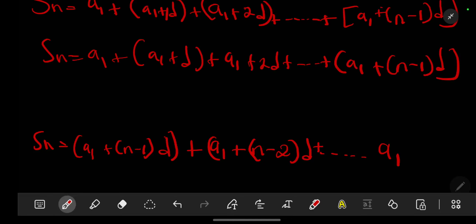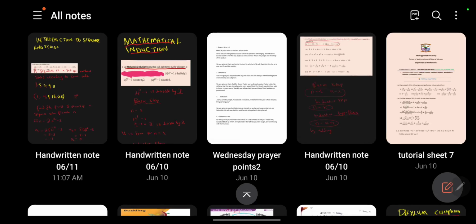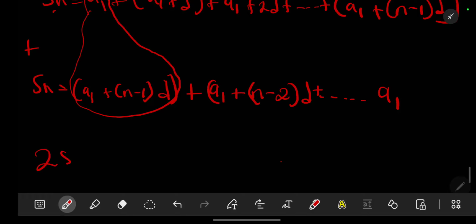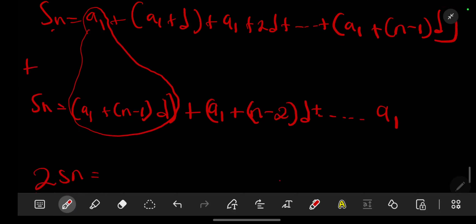Now let's study the behavior. If we add this and this, now we are adding, so this Sn plus the Sn, we are going to have 2Sn should be equal to, let's see the behavior when we add.